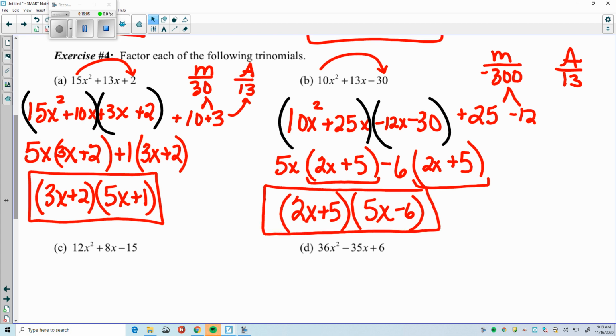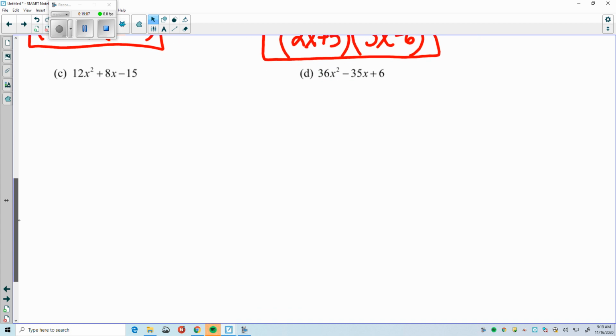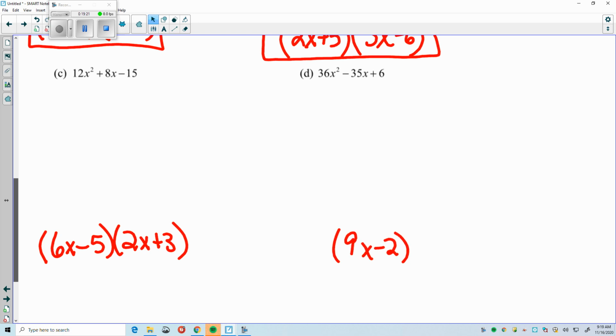Okay. So we have two more. I'm going to leave you with answers. My hope is you'll try this on your own and see, did I factor this completely? So here would be your answer for part C, and here would be your answer for part D.